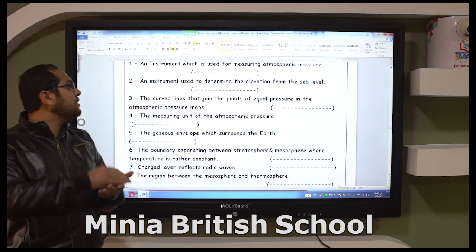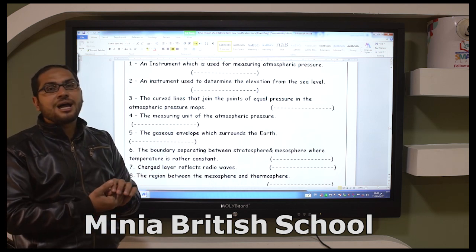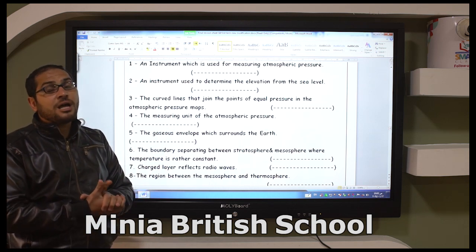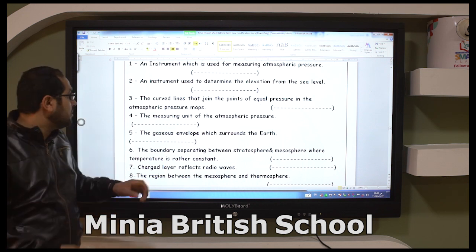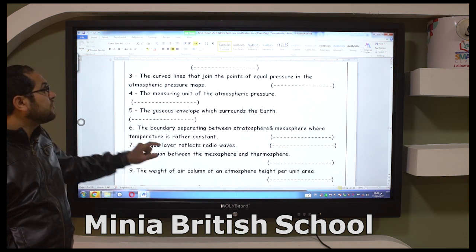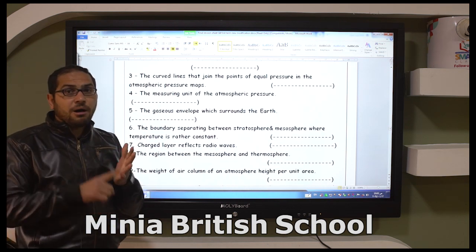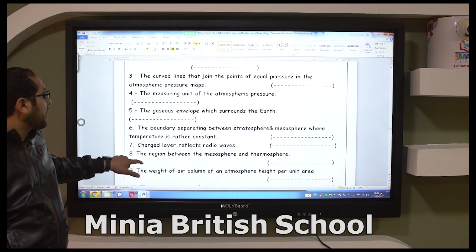The curved line that joins the points of equal pressure is the isobar. And by isobar maps, we can determine the direction of winds. The measuring unit of atmospheric pressure is millibar or bar.